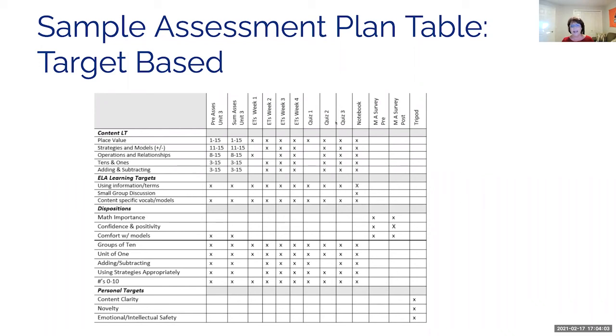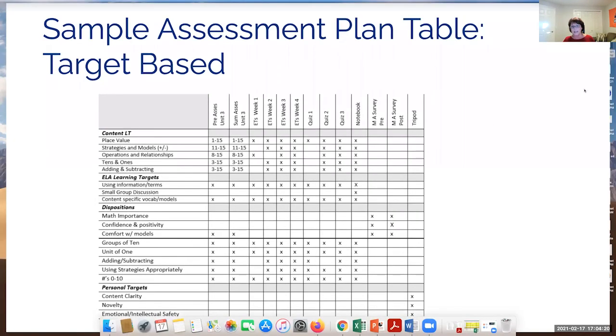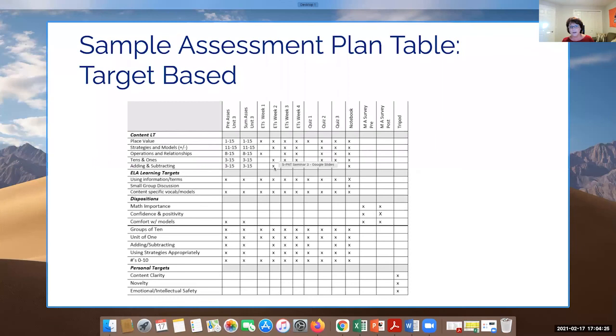Okay. Up here, don't worry about what it says. This is just their formatives. So this person had exit ticket week 1, week 2, week 3, week 4. They had a quiz, but they're putting X's in the places where it is aligned to the learning target. So the exit ticket for week 2 right here is measuring tens and ones, adding and subtracting, strategies and models, and place value. Okay, the exit ticket for week 1 is only looking at place value and operational relationships.